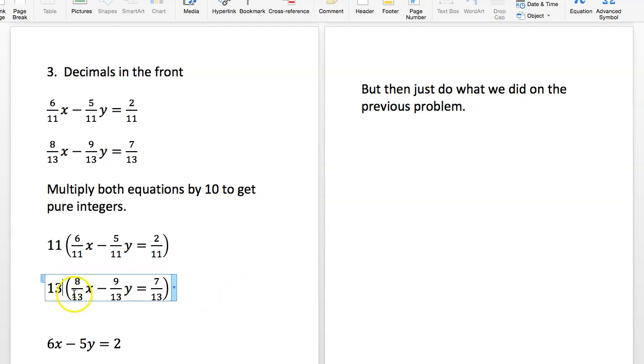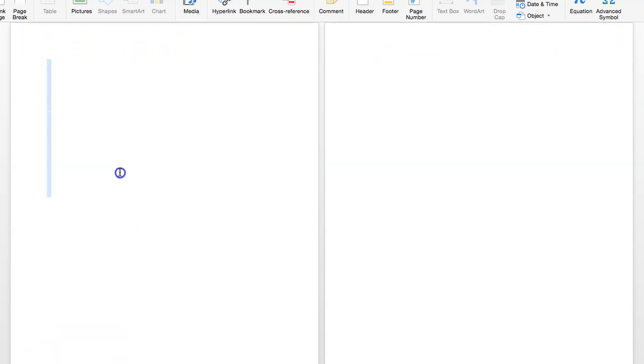Because that 13 is going to distribute, but what happens is 13 times 8 over 13 is just 8. These 13s cross cancel here and here and here. You just get the original guy again. You get 8x minus 9y equals 7. And likewise here, the 11s kill each other, and you get 6x minus 5y equals 2. Look at that. Yeah, it's pretty cool. You guys remember the good old days when it's nice to have a native equation around.